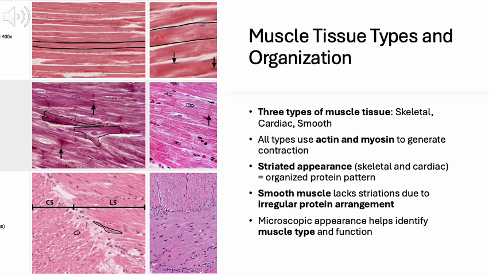This difference in microscopic appearance isn't just cosmetic. It reflects the way the muscle contracts. Striated muscles contract with rapid, powerful force, while smooth muscle contracts slowly and in a more sustained fashion. Recognizing these structural cues under the microscope is one of the fastest ways to identify muscle type in histology.